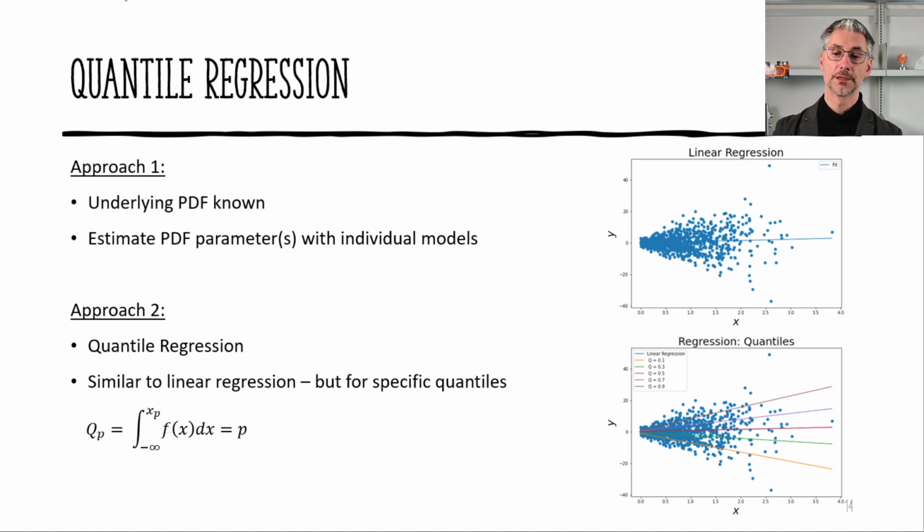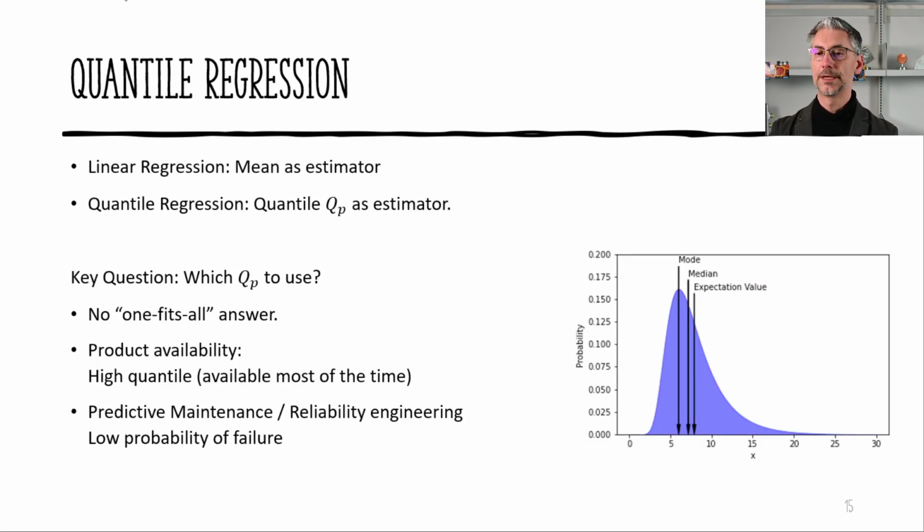The other approach is to do quantile regression itself. This is similar to linear regression, but now for specific quantiles. Remember that we just said earlier that the standard linear regression is associated with a mean, and here we extend this to capture different quantiles, and this is illustrated on the right. So depending on which quantile we take, we get something that is close to the simple linear regression, especially for symmetric distributions, but we can also capture the variance with different quantiles. So to recap, in linear regression the mean is our estimator, and in quantile regression the quantile is our estimator.